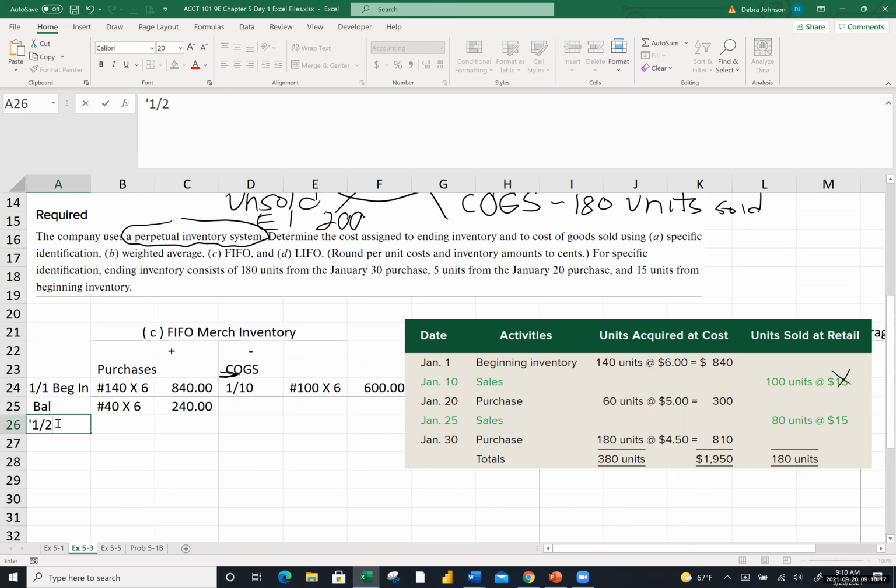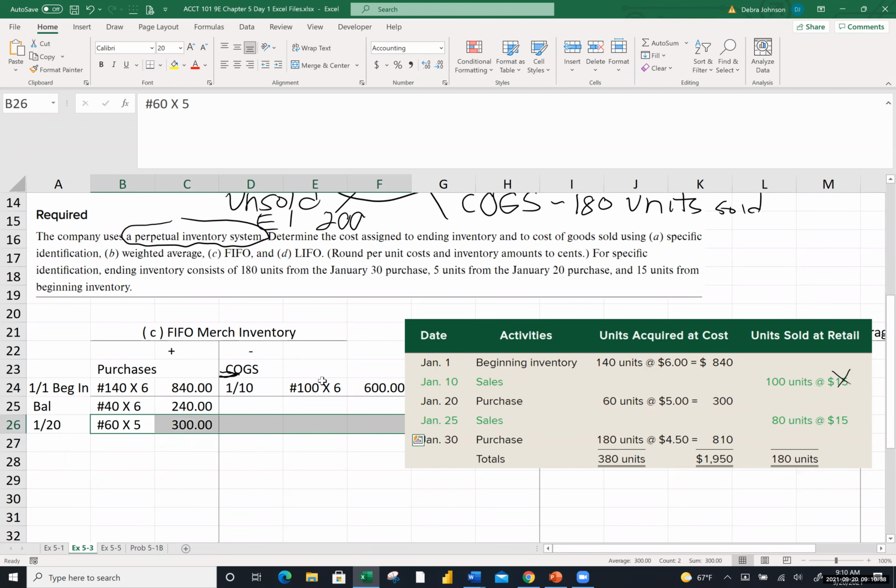Then on January 20th, we had another layer in here. We had 60 units at $5. Okay, they even totaled it up for us. They won't always do that. Now I'm sitting here with another 60 units that I spent $300 on. Again, I know what's ahead. If I were you, I would take a balance after every single sale and every single purchase. That means every single time you do this, I would take the time to balance it out. So now I'm sitting here with 100 units at 540.